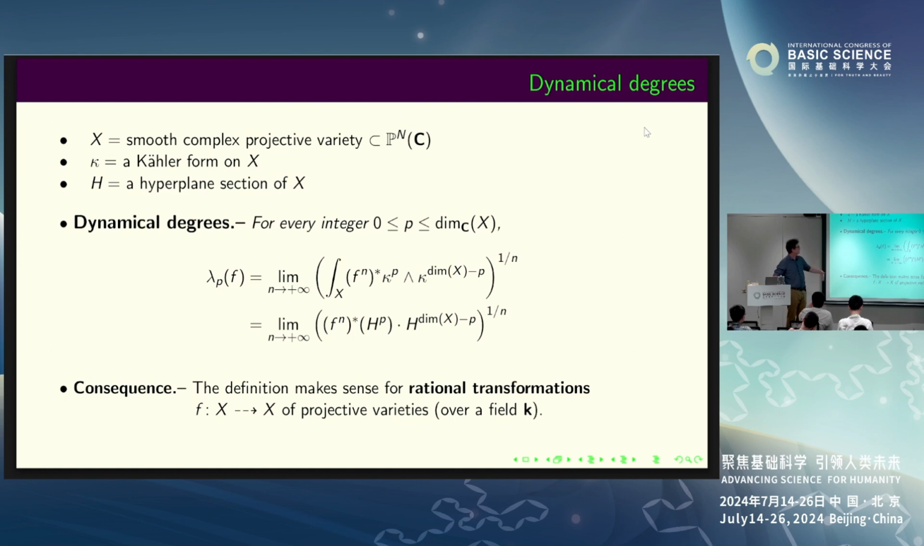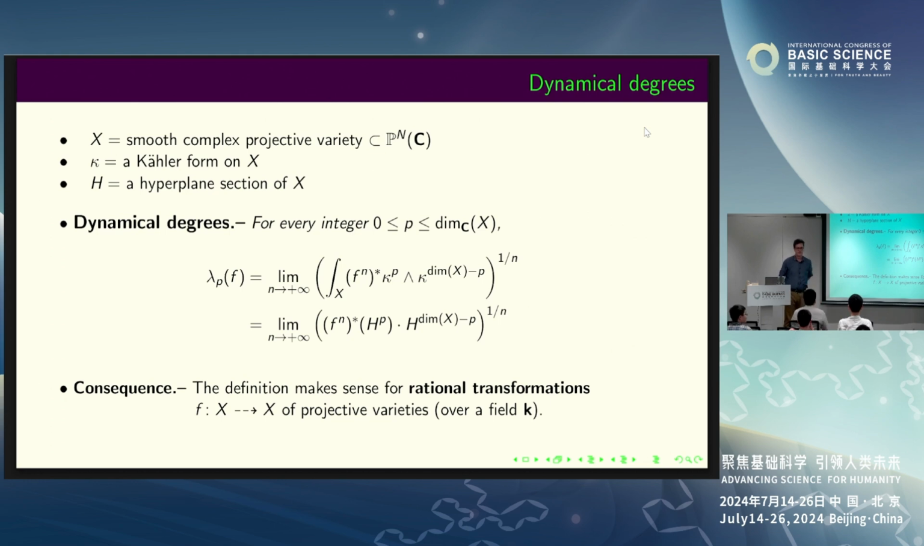It's also invariant under conjugacy. So for instance, if you have a birational map phi from a variety Y to X, and you conjugate f by phi, you get a new birational transformation of Y, and the dynamical degrees are the same. So these types of numbers are invariant under conjugacy and do not depend on the choice of embeddings into projective space or polarization.